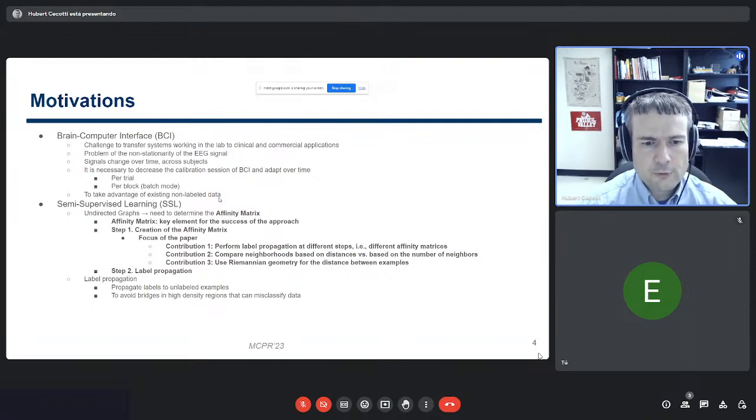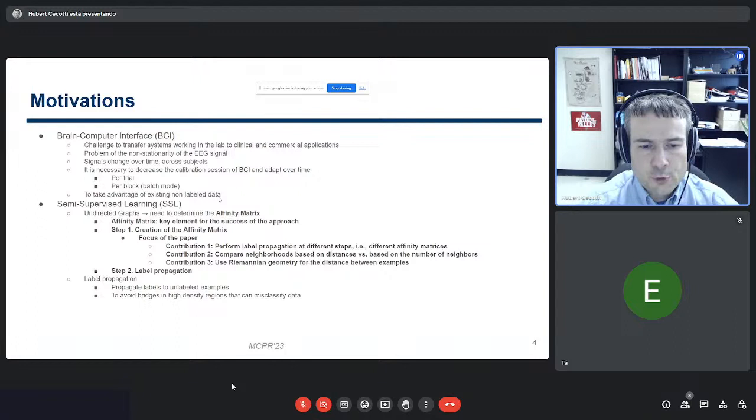The focus of the paper: contribution number 1, we perform label propagation at different stages, instead of just applying label propagation one time. We consider different affinity matrices based on, contribution number 2, a comparison of neighborhoods of different sizes and also different distances, in such a way that each time we increase the number of neighbors in the affinity matrix, it is based on the distances between neighbors.